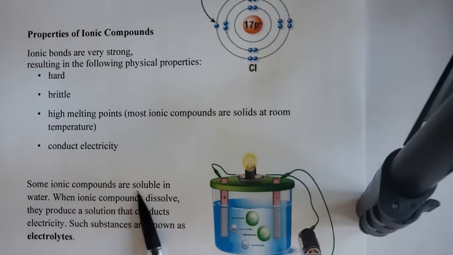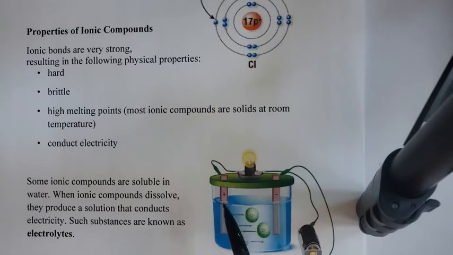Some ionic compounds are soluble in water, so that means they dissolve in water. When ionic compounds dissolve, they produce a solution that conducts electricity. Such substances are known as electrolytes. So this was a lab that we did in grade 9, where if I put salt in the liquid, it will allow electrons to flow through and the light will light up.